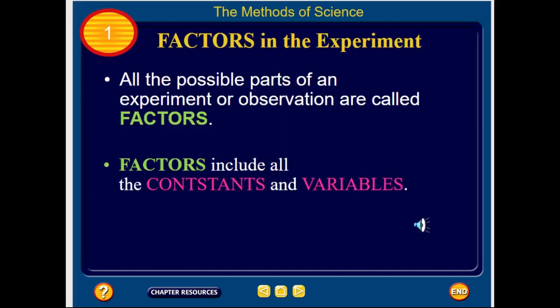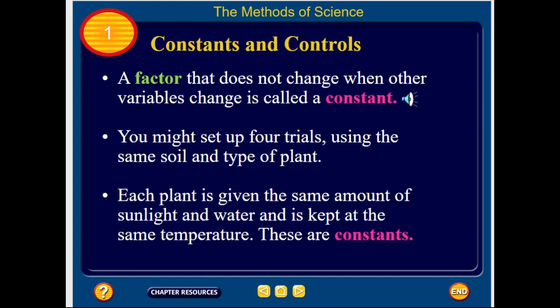Factors in the experiment. All the possible parts of an experiment or observation are called factors. Factors include all the constants and variables in the experiment. A factor that does not change when other variables change is called a constant.